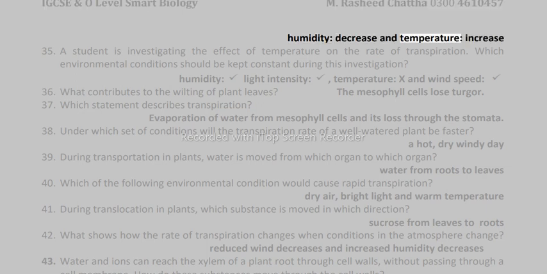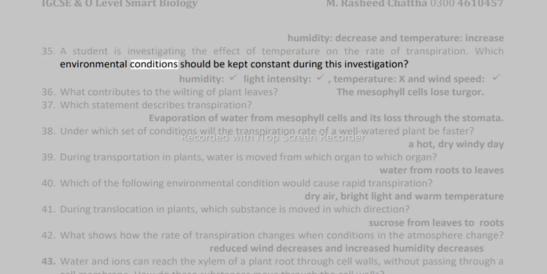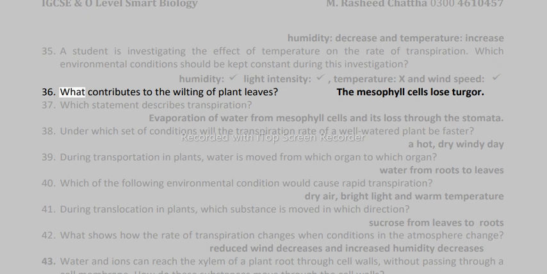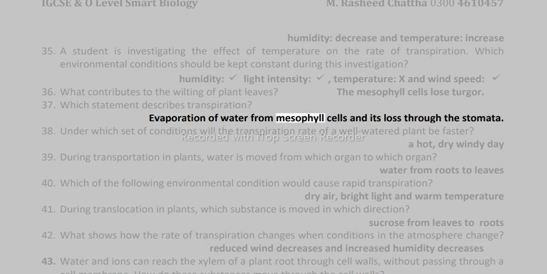Humidity decrease and temperature increase. 35. A student is investigating the effect of temperature on the rate of transpiration. Which environmental conditions should be kept constant during this investigation? Humidity, light intensity, temperature X and wind speed. 36. What contributes to the wilting of plant leaves? The mesophyll cells lose turgor. 37. Which statement describes transpiration? Evaporation of water from mesophyll cells and its loss through the stomata.